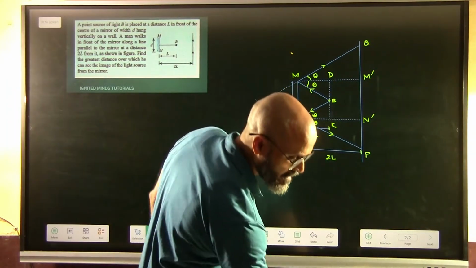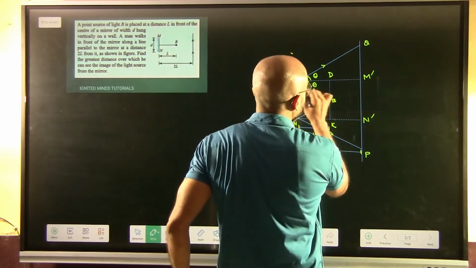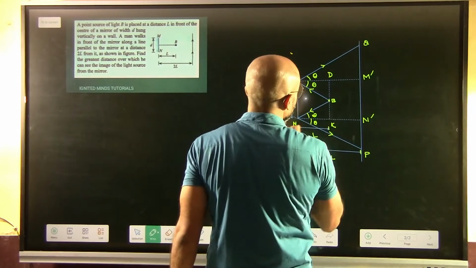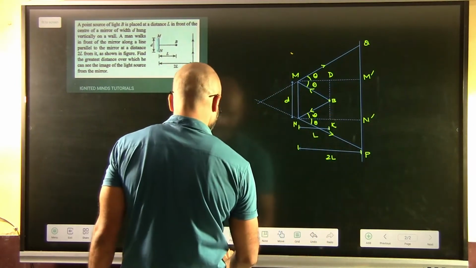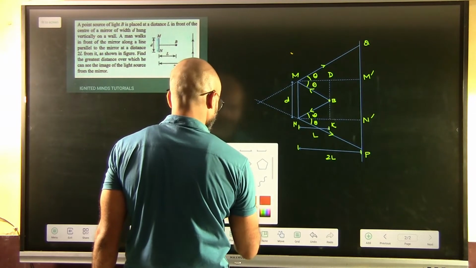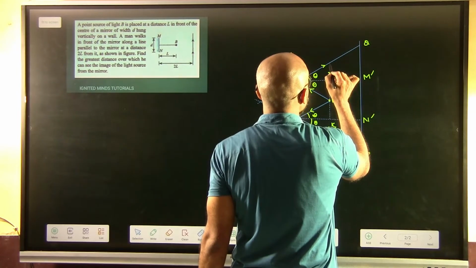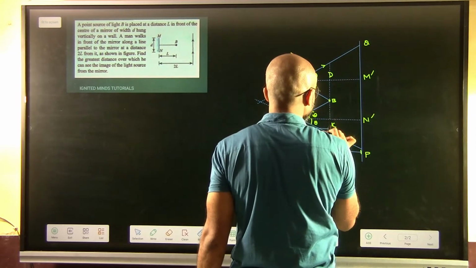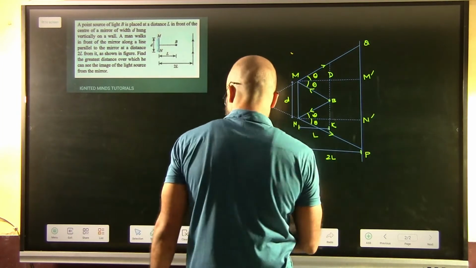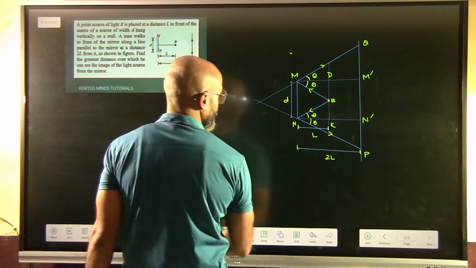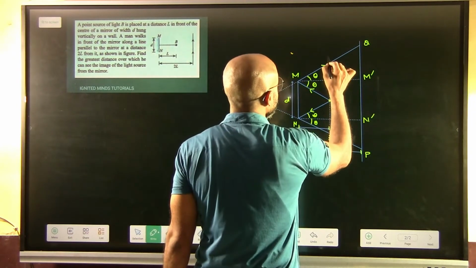Okay, so here we have CD, and here we have M dash N dash. Now let's extend this as well, as here and this as here. Let's name these points where it is intersecting the lines. Let's say this is X, and this is Y.